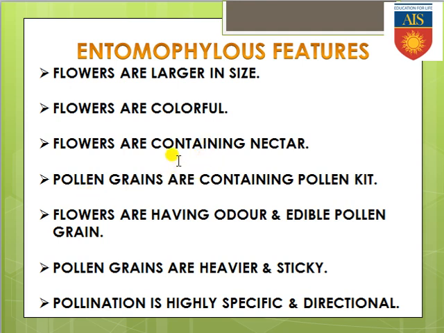Pollen grains also contain pollen kit. Pollen kit is the sticky substance present on the surface of the exine layer of the pollen grain, and due to the presence of this pollen kit only, the pollen grains can be attached to the body surface of the insects. So obviously, due to the presence of pollen kit, they can adhere to the outer body surface of the insect. Flowers have odor also, as well as edible pollen grains, and that is also for attracting the insects.